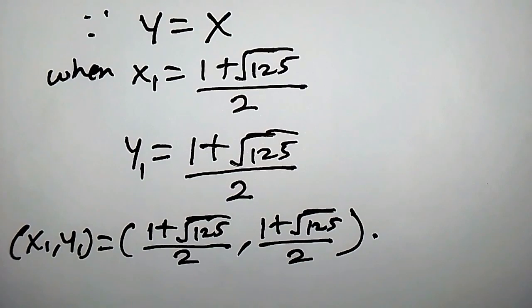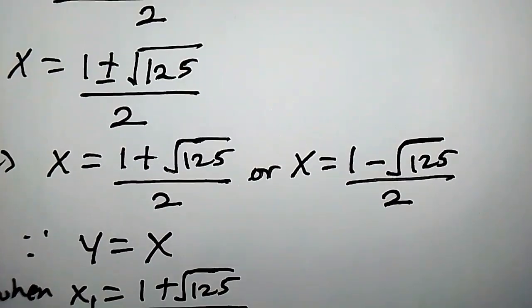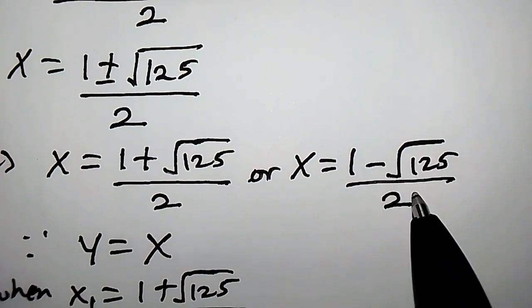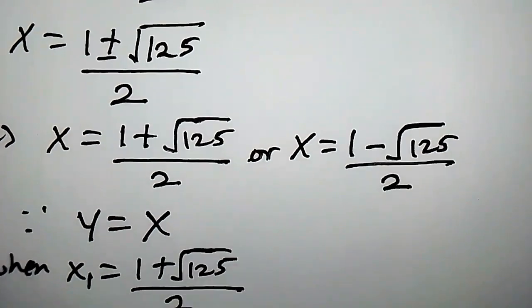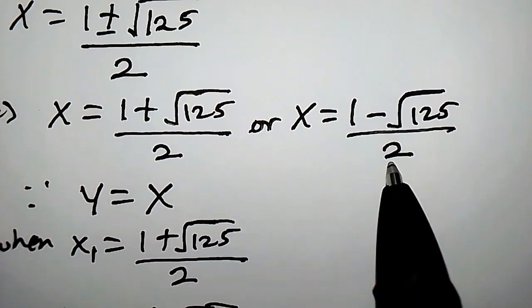Take note of it. Now, let us consider when x is equal to 1 minus square root of 125 divided by 2. This means that we just have to replace this particular x with this.